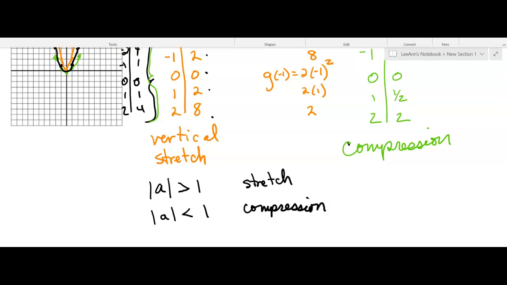What happens if A is negative? Remember, if A is negative, it's going to be an upside down parabola. Okay? You'll still have the stretch and the compression, but it just won't be facing up. It'd be upside down. All right, we'll see this on the next video.